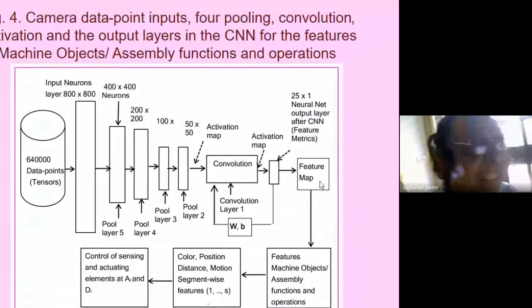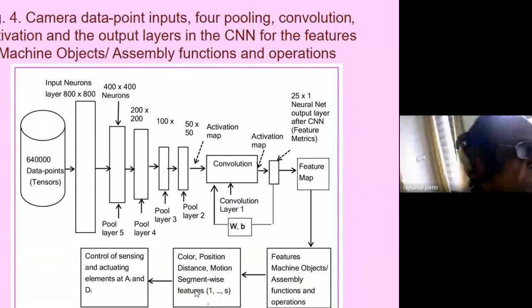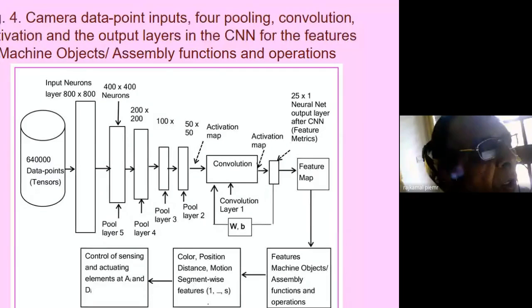Feature matrix is for every type of feature of machine objects, feature of assembly functions, feature of different operations, and then features correspond to color, position, distance, motion, speed, segment-wise features, and so on. And they are used for controlling this feature there. So therefore, now let us try to understand what is the meaning of AI.